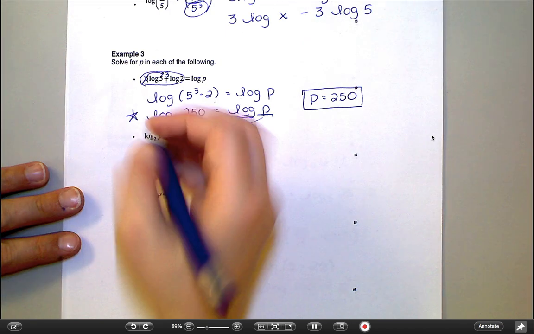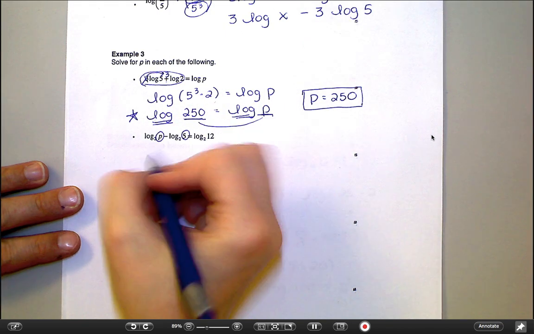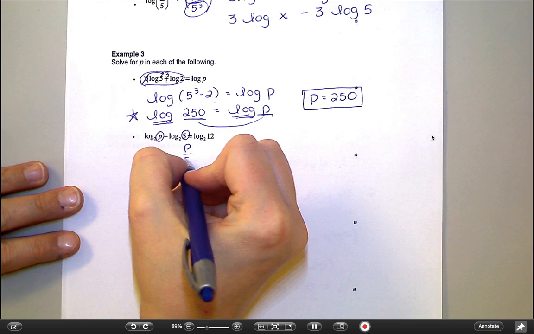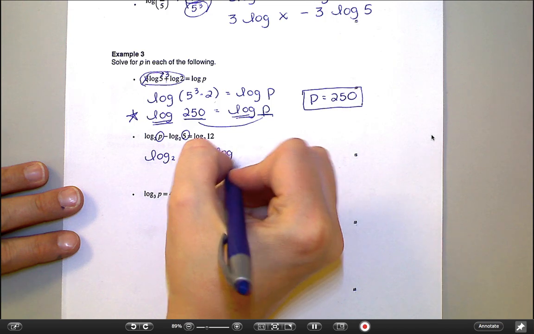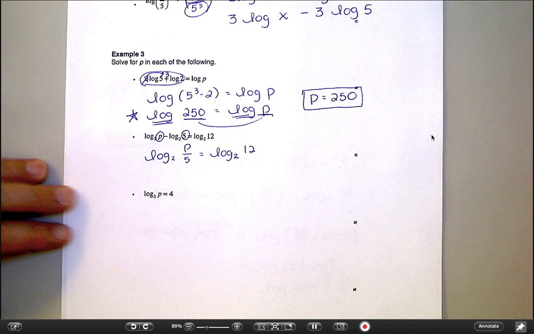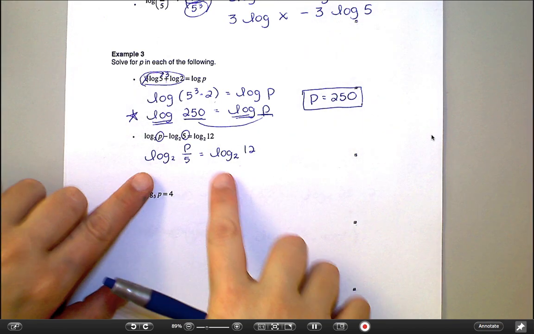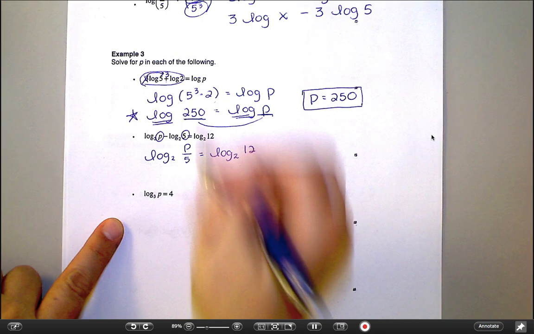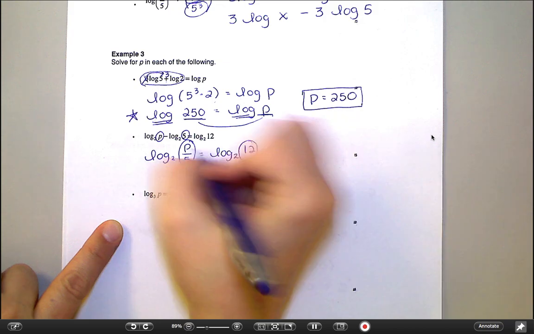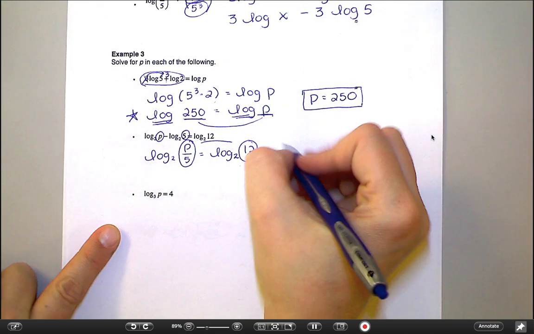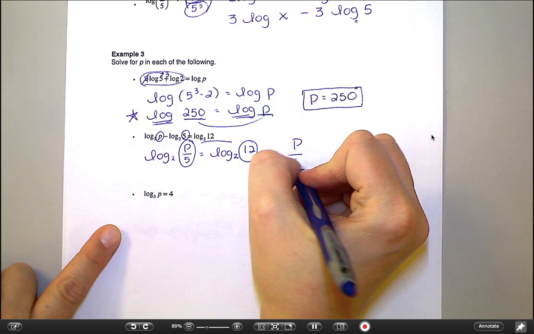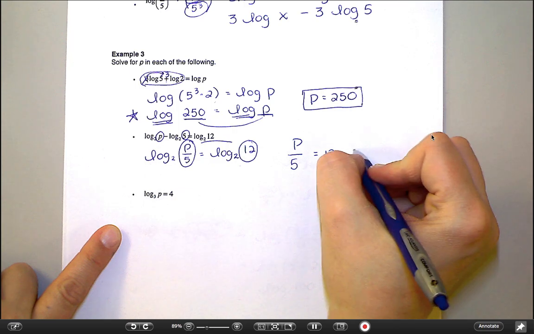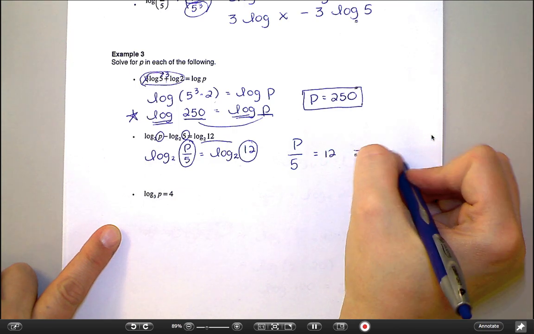Okay, so let's try that next one, kind of similar. This is subtraction, so I'm going to put these two things together using division. And so I'm going to say log base 2 of p divided by 5 equals log base 2 of 12. Okay, and once again, we're not really canceling out the logs, but because I have log of something equals log of something else, I know my two somethings must be equal to each other. So I can say p over 5 must equal 12. Multiply by 5 on both sides, and I get p equals 60.